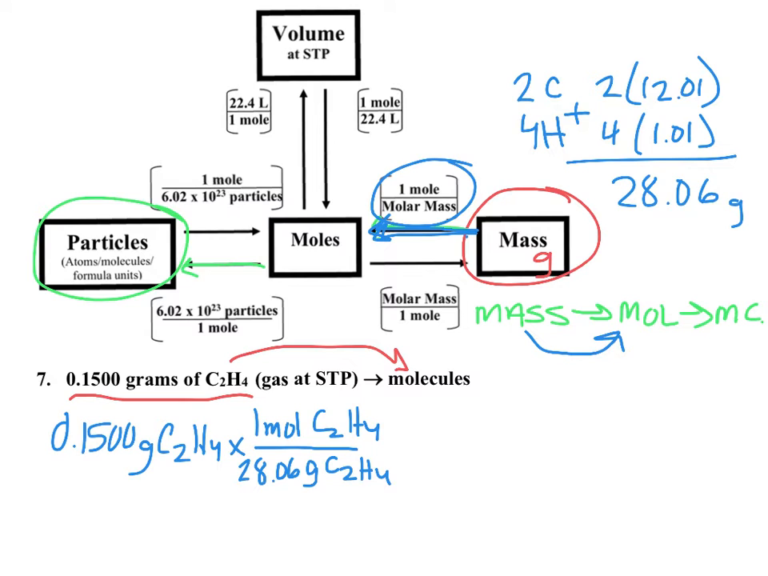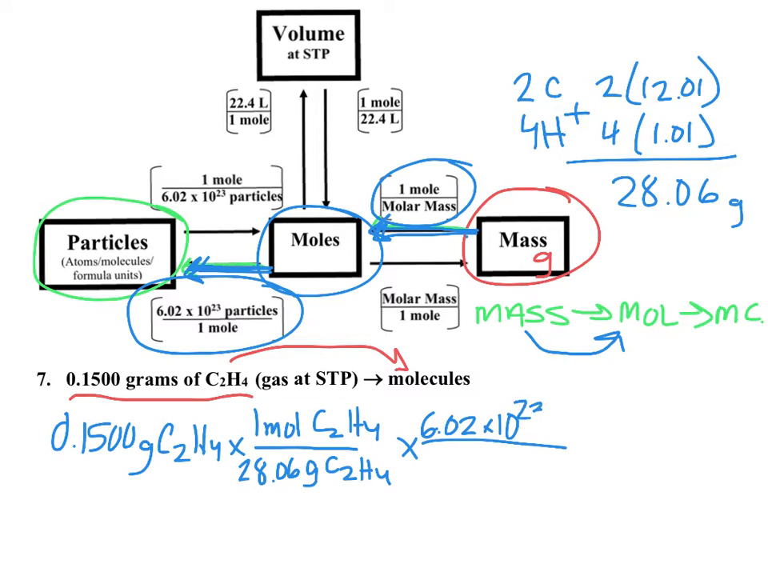Now, in 1 step, that would be done, but we're not done yet, because now we're in mole island, and we have to go to particle island. To do that, since we're using this bottom bridge, we're going to multiply by Avogadro's number, 6.02 times 10 to the 23rd. Since we're looking at molecules, we're going to call those MCs, molecules of C2H4, this covalent compound. We have to put 1 mole of ethylene, C2H4, on the bottom.